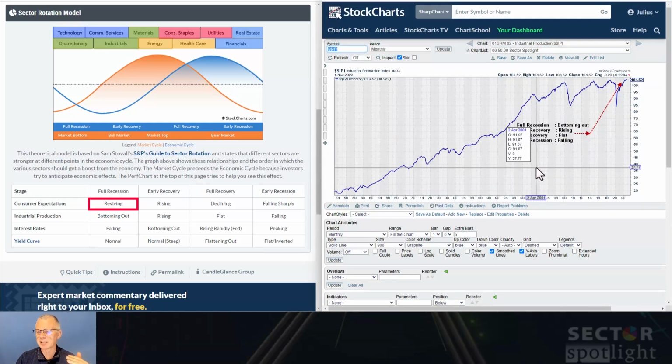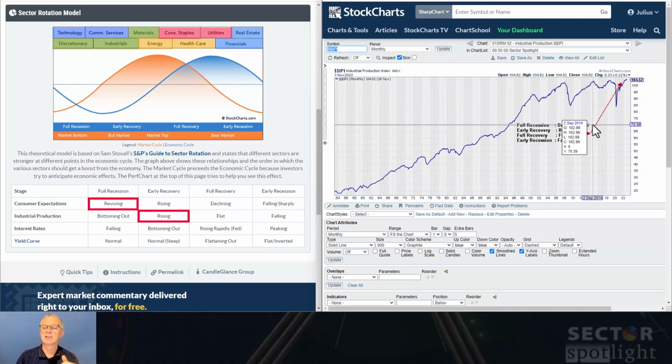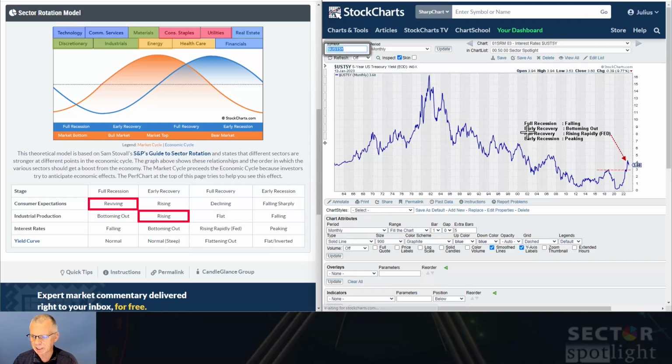The second one here is industrial production. Now, how to read that? I think it's either rising or flat. It's probably more rising than flat, but somewhere in that neighborhood. So I'm going to label it as rising because I think we're still more rising than flat. But it can be either or. That's for industrial production.